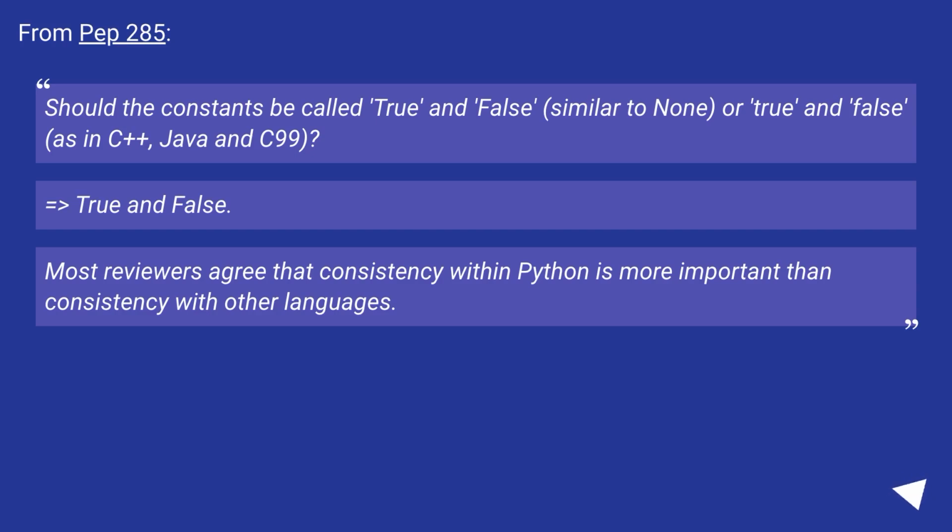From PEP 285: Should the constants be called True and False, similar to None, or true and false, as in C++, Java and C99? Most reviewers agree that consistency within Python is more important than consistency with other languages.